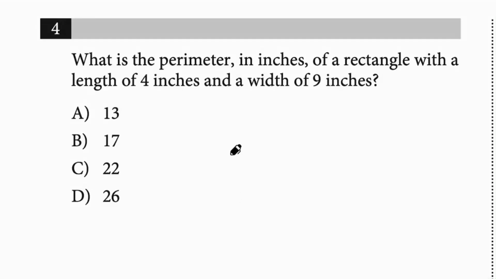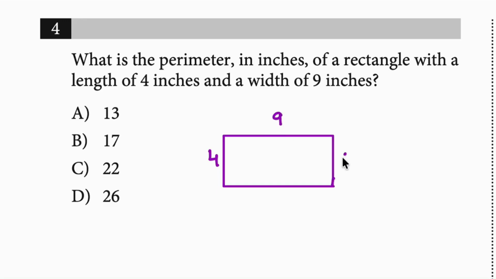Question 4. What is the perimeter in inches of a rectangle with a length of 4 inches and width of 9 inches? See what the perimeter is. Perimeter is actually the boundary of whatever figure you are taking. So here it's a rectangle. If I draw a rectangle like this, this is a rectangle where opposite sides are equal, but all the sides are not equal. The length is 4 and width is 9. So that means this will also be 4 and this will also be 9.